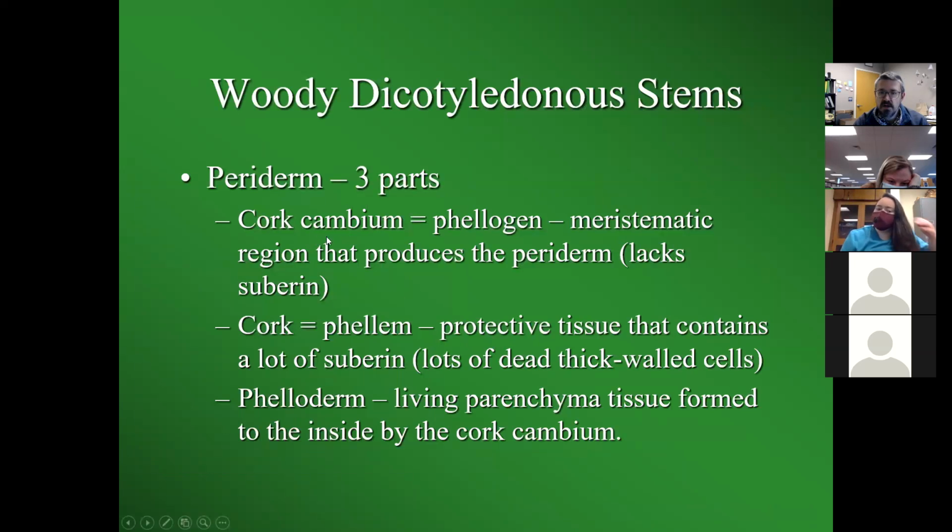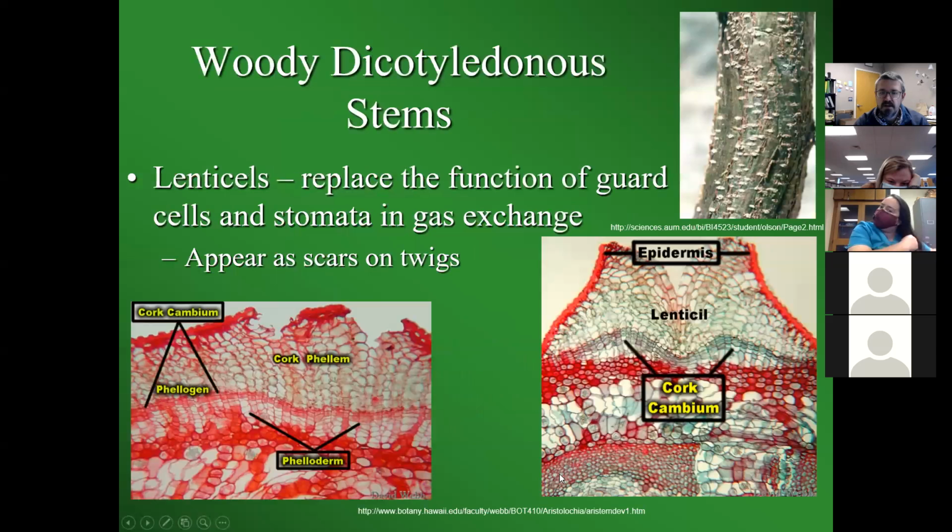Okay. So our cork cambium is our phellogen. Cork is our phellem. And the phelloderm is the living parenchyma tissue just inside of that. So that's part of our periderm. You know how we saw the lenticels in lab all along the stem, those little dots? This is what they look like. They allow for gas exchange. It's kind of a break in that wood. They're like little scars, they kind of look like, but they're breaks through it that allow for gas exchange to make it in under that waterproofing of cork cambium.